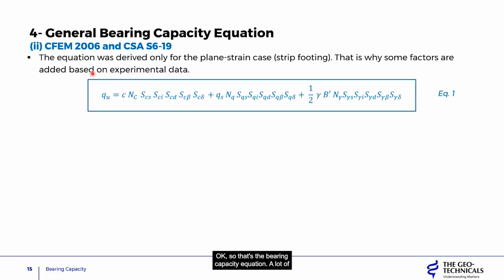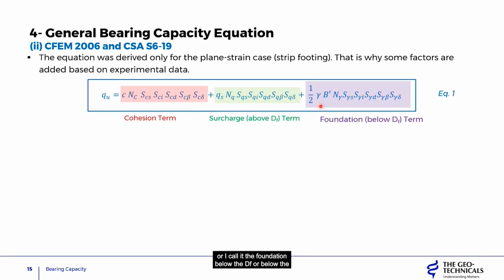Okay, so that's the bearing capacity equation, a lot of terms, but let's simplify it into three components. Cohesion term for the soil below the footing. Surcharge component, the confinement from above or the applied surcharge. And the gamma term, or I call it the below-the-foundation term. So that's cohesion, that's friction below the footing or soil below the foundation level, and this one is the confinement due to soil above the foundation level. Let's see what each term means.